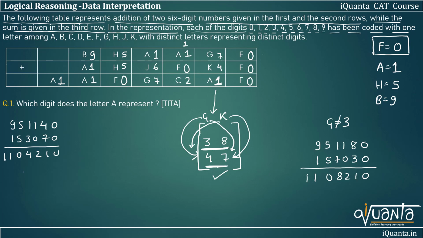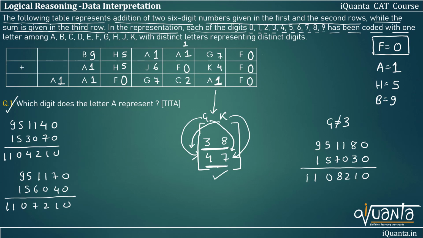So another case will be 951170 and 156040, and we'll be getting 1107210. So that's it. We have considered all the cases. Let us try to answer the questions.